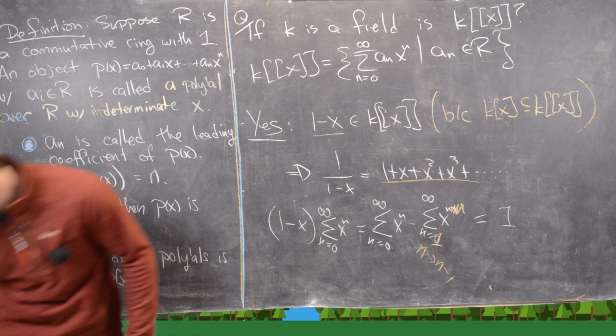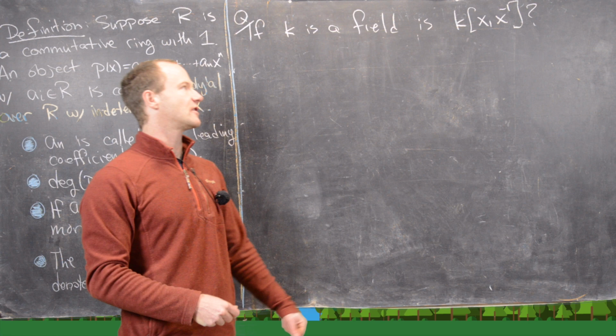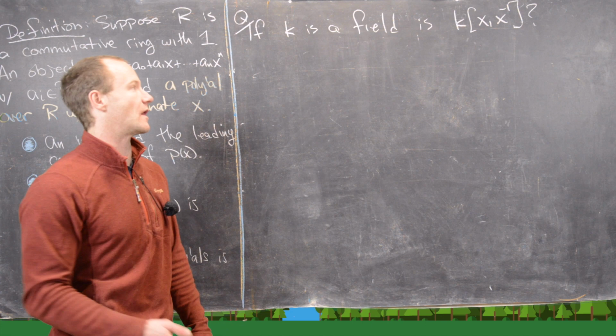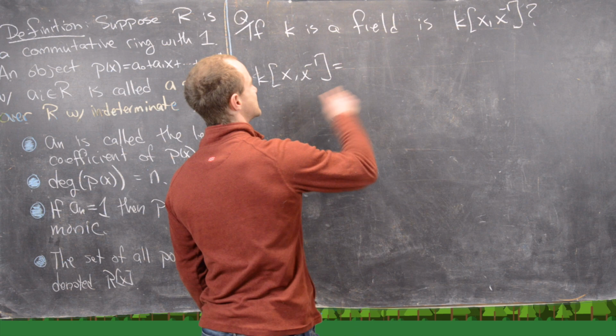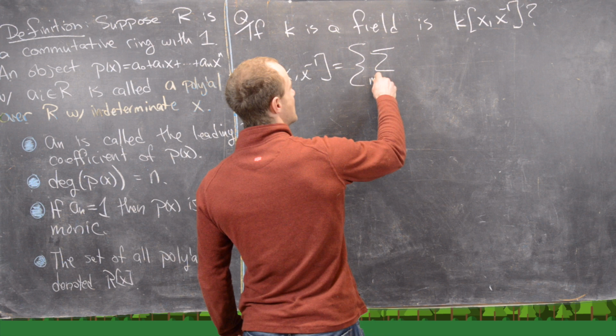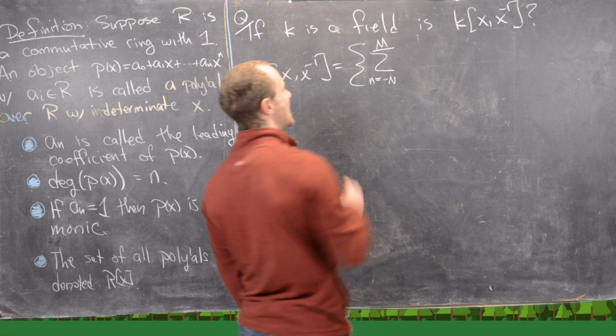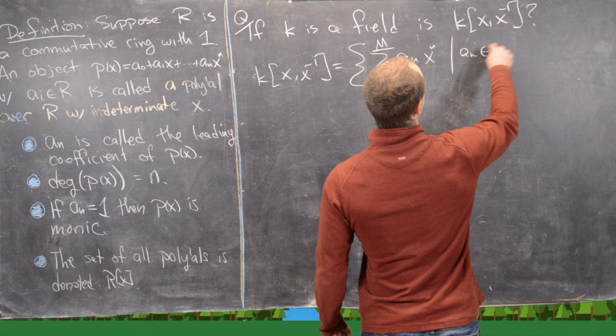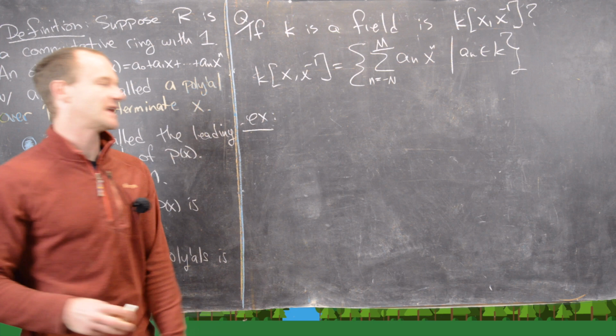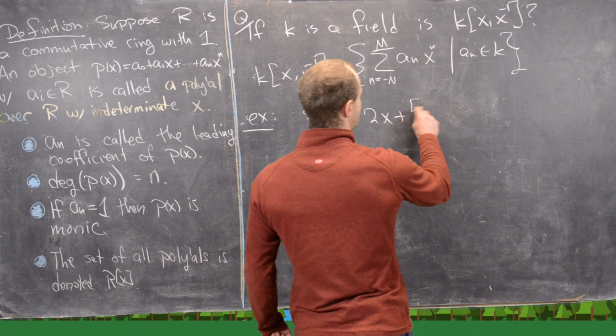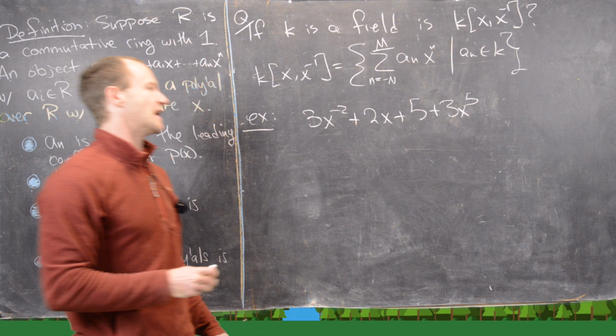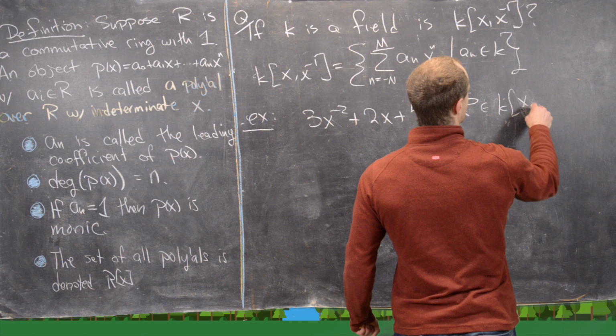Okay, for our last example, we're going to look at this question. If K is a field, is K adjoint x, x inverse? This is called the ring of Laurent polynomials. Just as a reminder, the ring of Laurent polynomials is equal to all elements of this form: we'll take n from minus N to positive M of a_n x to the n, where a_n is from this field K. So for example, here's one of the elements in here. We could have 3x to the minus 2 plus 2x plus 5 plus 3x to the fifth. That would be an example of an element in this ring of Laurent polynomials.